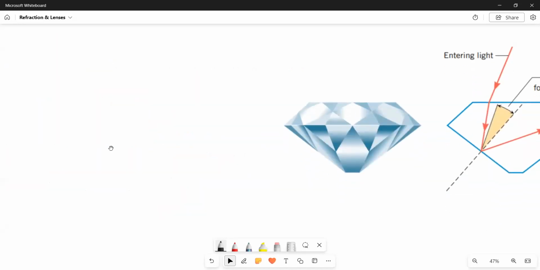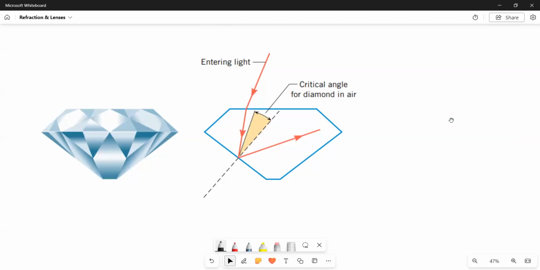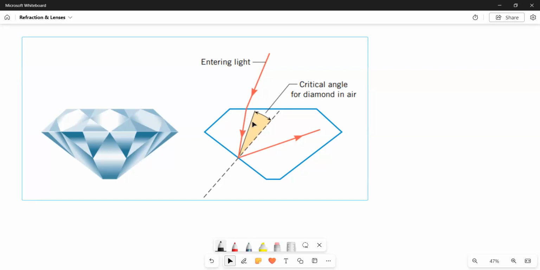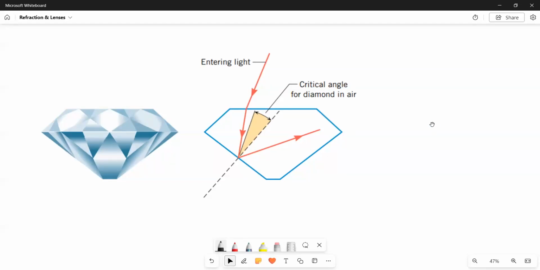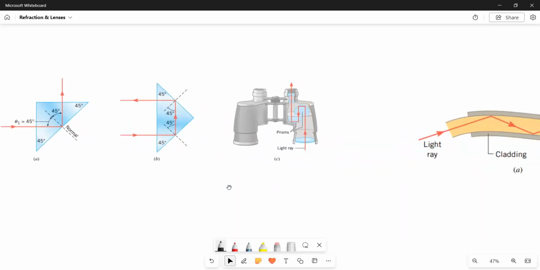Okay, this is the one here. If the diamond is in air, the light goes in and doesn't come out, because the angle of incidence is greater than the critical angle. So the light is going to bounce around here a lot, and that's why you have that sparkling look on that diamond. But that's just jewelry.